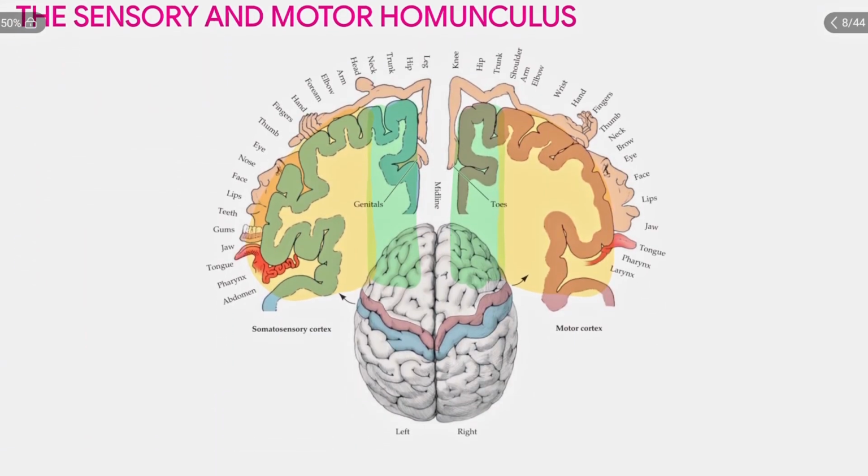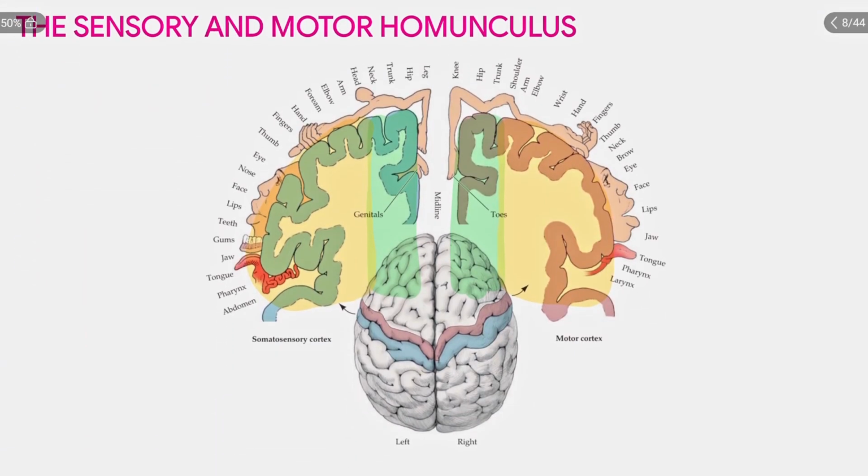Okay, now this is where the stroke localization actually begins. You need to know what is the sensory and the motor homunculus, because if you know this and you know where the lesion is, you'll know exactly what part of the body is affected. Now, if you look at the sensory homunculus, this side is the sensory homunculus and this side is the motor homunculus, and they are pretty much the same.